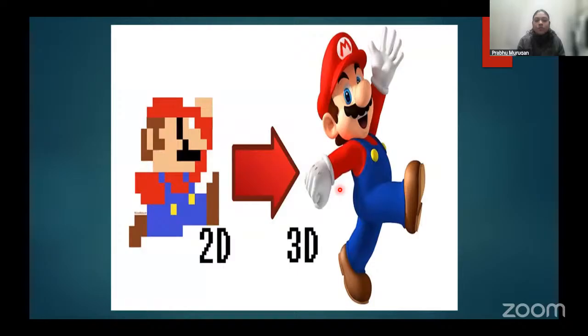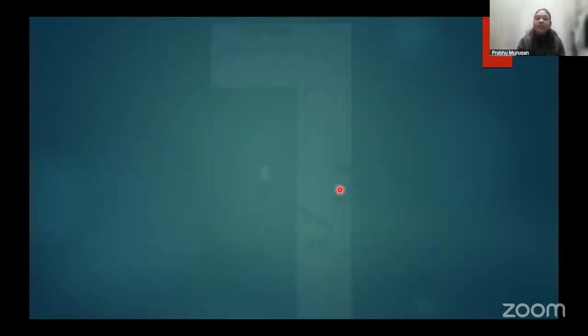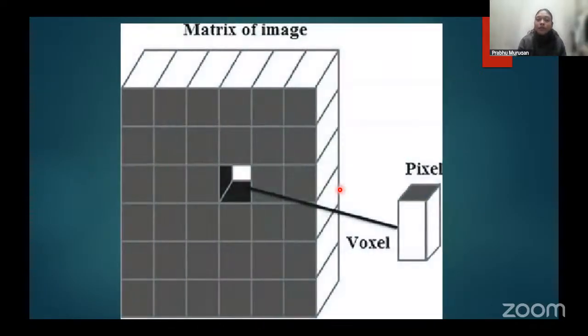This is what I was telling you. The transition from 2D to 3D is not easy, but this is how it has happened. In case of your 2D, we saw the same matrix with many pixels, right? Pixels are picture elements in case of your 2D. When it comes to your 3D, we call them volumetric elements or voxels.